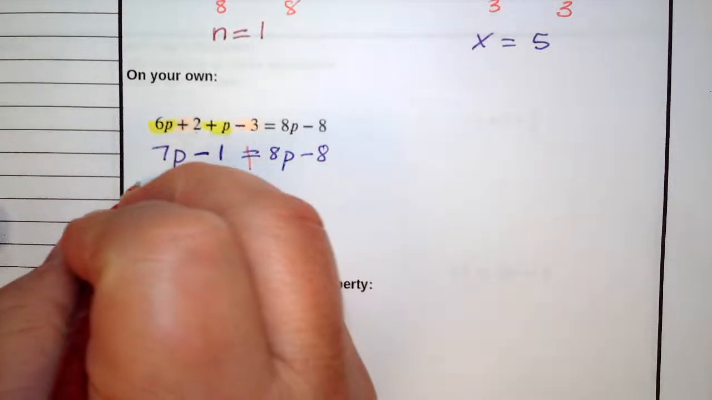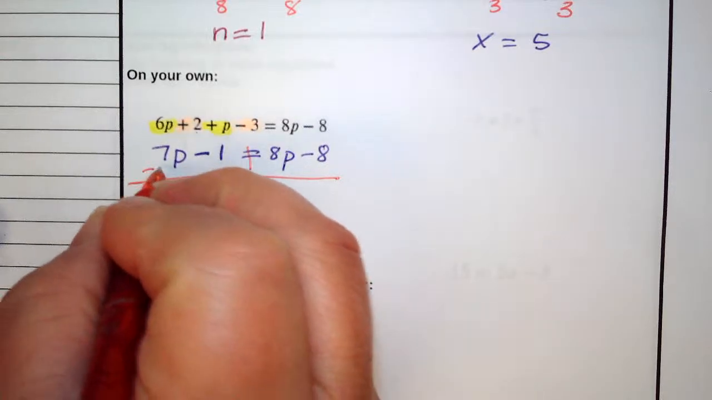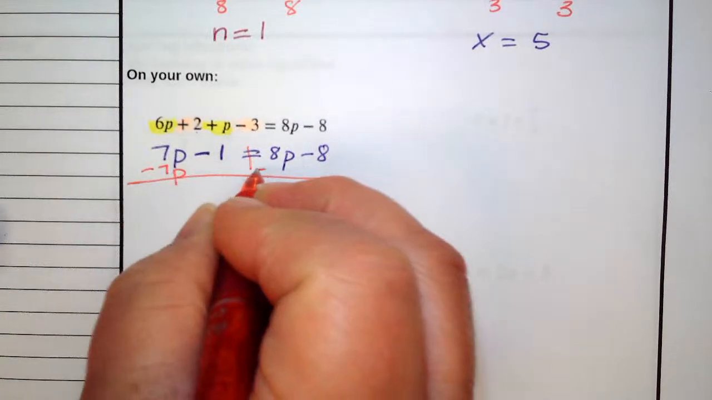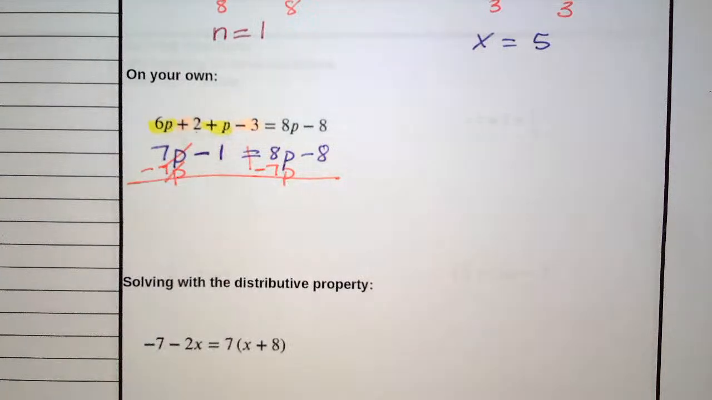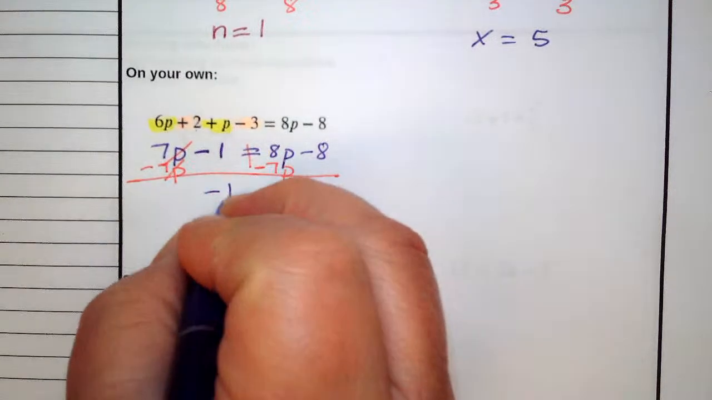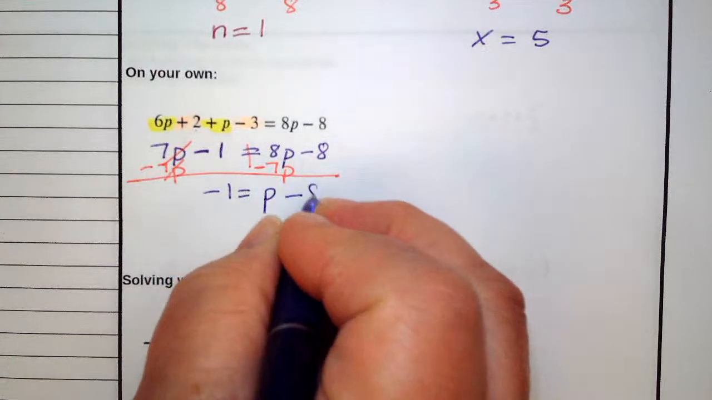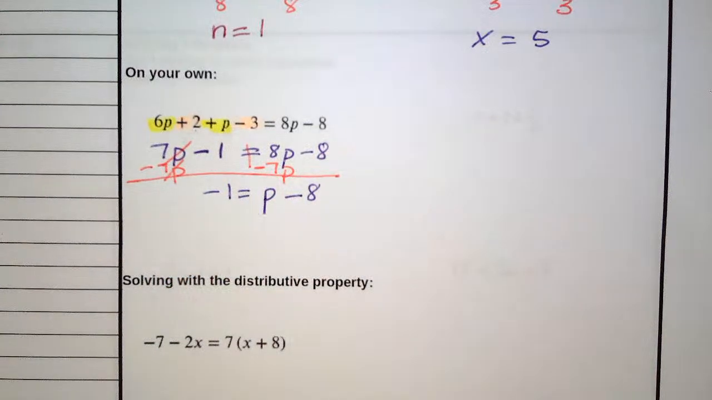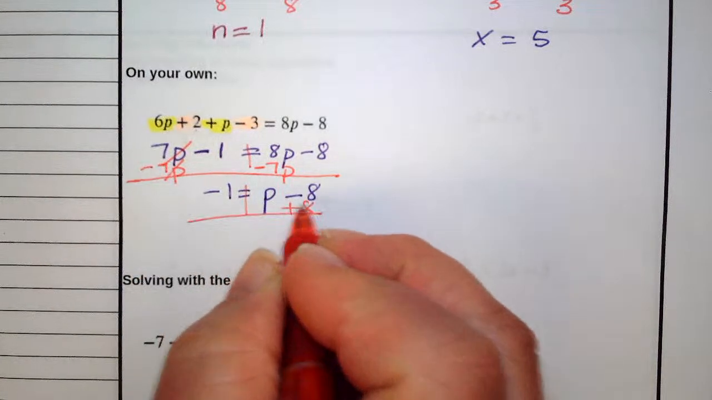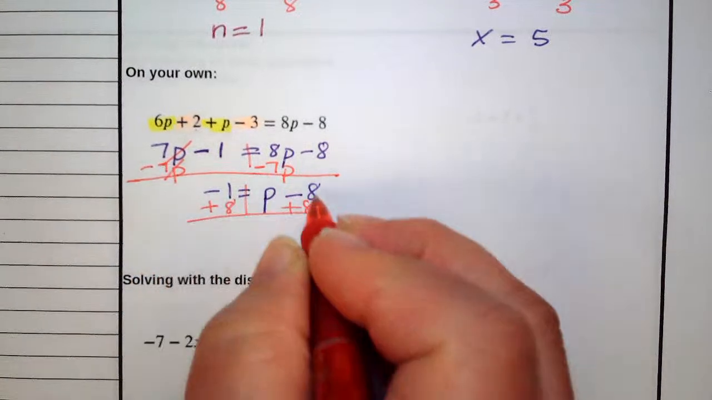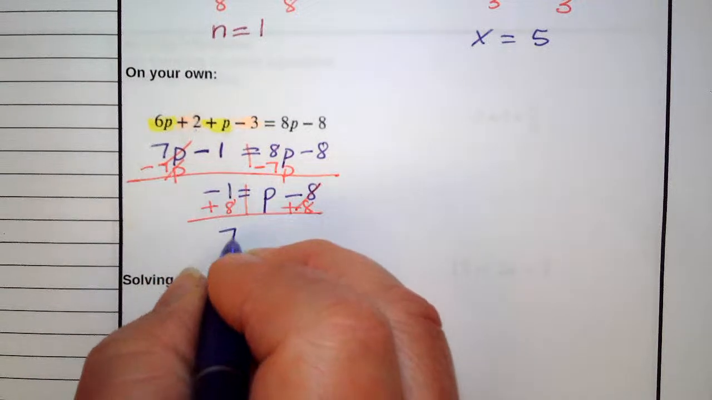First step, which one's smaller, 7p or 8p? 7p is. Subtract 7p from both sides. Negative 1 is equal to 8p minus 7p is 1p minus 8. Last step, add 8 to both sides. And p is equal to 7. 8 plus negative 1 is 7.